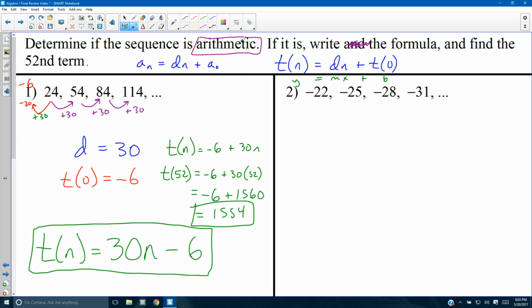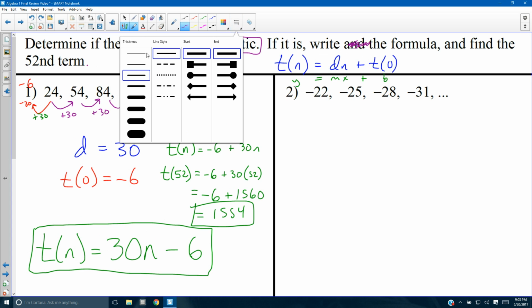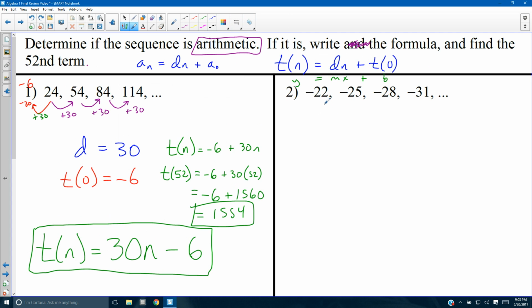Okay, I'll do the same thing here. What we're trying to determine is what the difference is between each number, meaning what we have to add to go from one term to the next. Looks like we have to add a negative 3, so subtracting 3 here, subtracting 3 here, and subtracting 3 here. Okay, it appears that it has a common difference of negative 3, which means this is an arithmetic sequence.